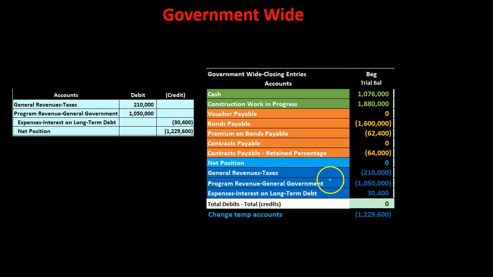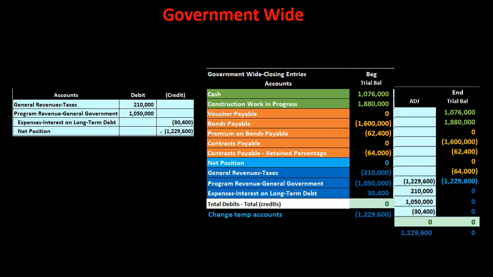Then we have the program revenues. It's got a credit balance. We're going to do the opposite thing, debit it, to make it go to 0. We have the expenses. It's got a debit balance, so we're going to credit it to make it go to 0. The debits minus the credits then result in a net position of a credit. That's where the difference is going to go.